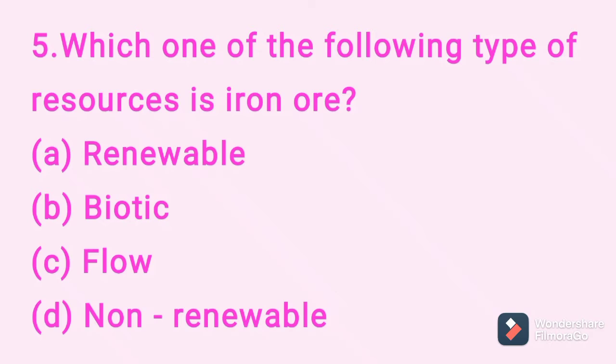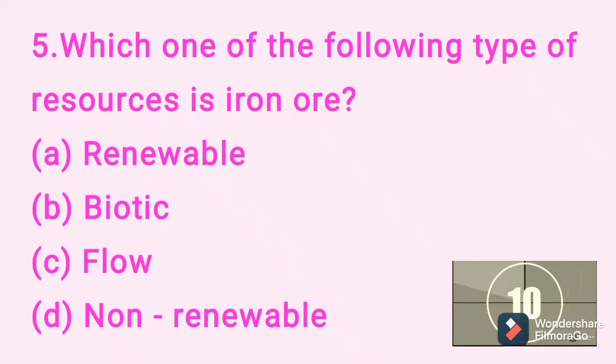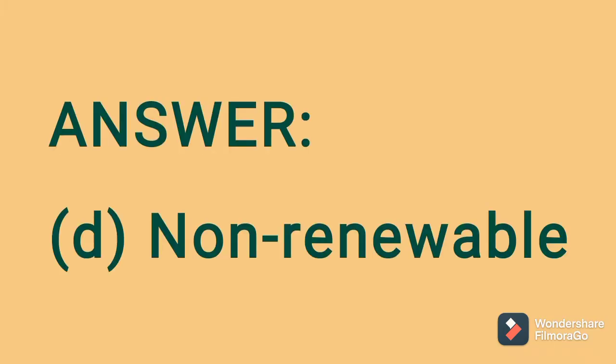Fifth question, which one of the following type of resource is iron ore? Option A, renewable. Option B, biotic. Option C, flow. Option D, non-renewable. And the answer is option D, non-renewable.